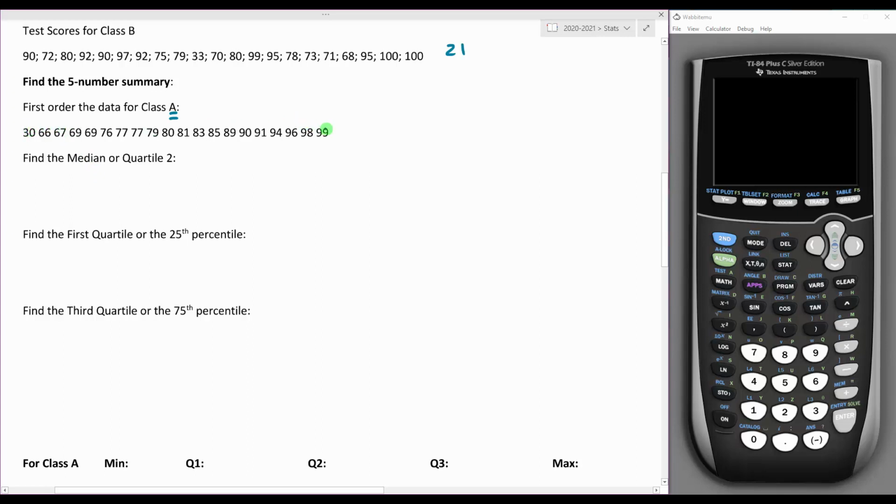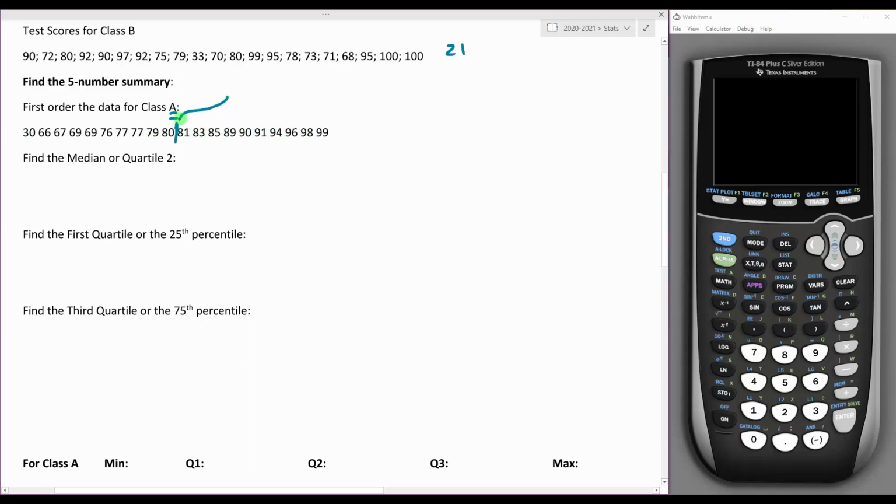So you'll notice there's 20 pieces of data here. If I want to split it in half, I'm going to want 10 pieces of data in the lower half. So 1, 2, 3, 4, 5, 6, 7, 8, 9, 10. And then I'm going to want 10 pieces in the upper half, right? So if I split my data right here, I would have 10 pieces of data over here on the left and 10 pieces of data over here on the right.